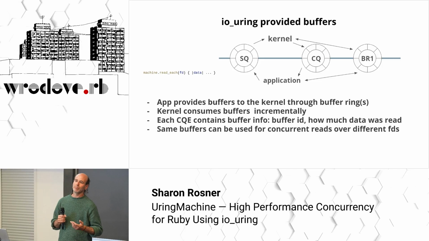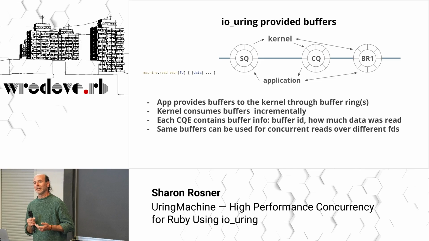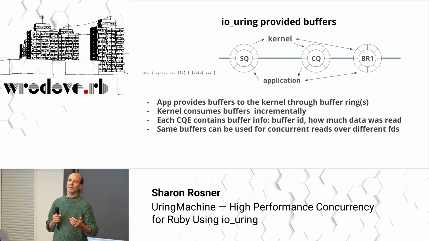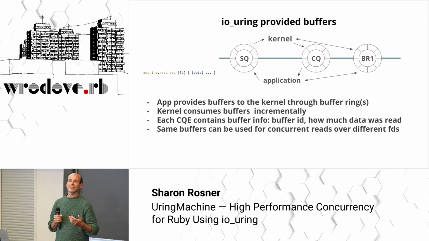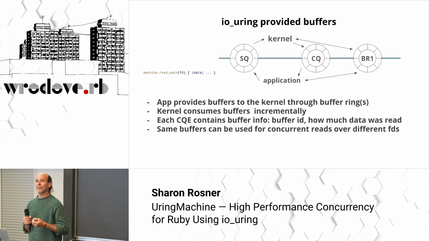Now, the idea behind provided buffers is that for multi-shot reads and multi-shot receives, there's a problem because normally when you do a read, you need to provide some kind of buffer, a pointer to a location in memory where the data will be read into. But what happens if you want to read repeatedly? So that is what provided buffers are for.